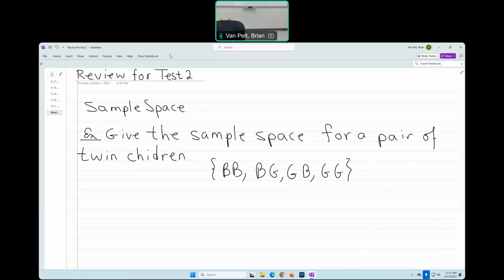So be able to identify sample spaces of various events. What's the sample space if you roll a die? Yeah, the whole numbers 1 through 6, right? What else could we have happen here? Well, anyways, you might be asked to create a sample space. Something that you'll definitely have to look at a sample space first.